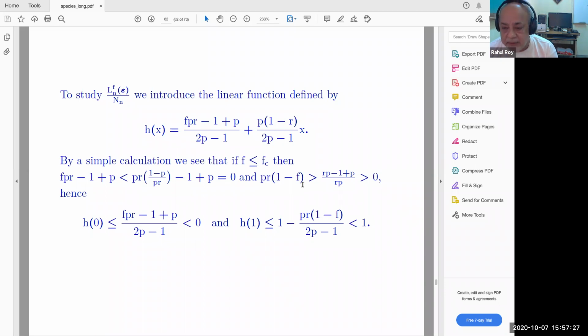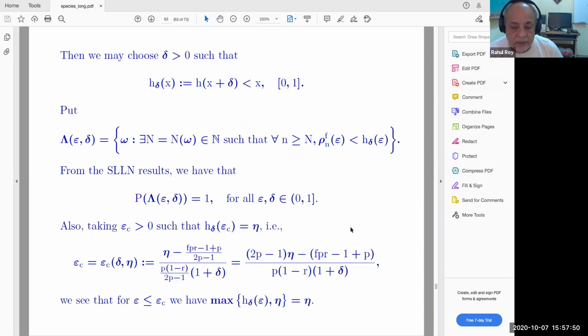1 minus f is bigger than 1 minus fc. And this is exactly this term here with fc. So that becomes bigger than 0. So this quantity is bigger than 0 and less than 1, because PR times 1 minus f is less than 2p minus 1. Therefore, this quantity, h of 1, is less than 1. So keep this in mind: h of 0 is negative and h of 1 is less than 1.